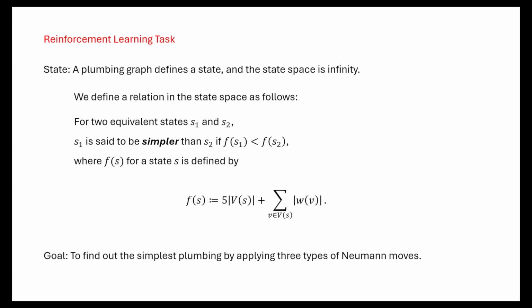In this way, we set up our goal to find the simplest prime graph from a given prime graph by applying three types of Neumann moves. Then, using this f function, the simplest prime graph is unique. So that's why we define this f function.